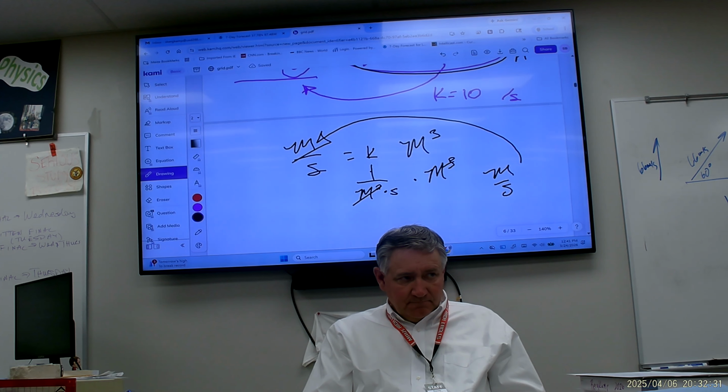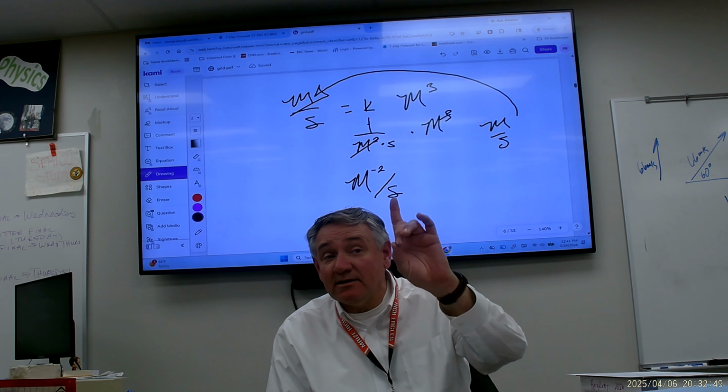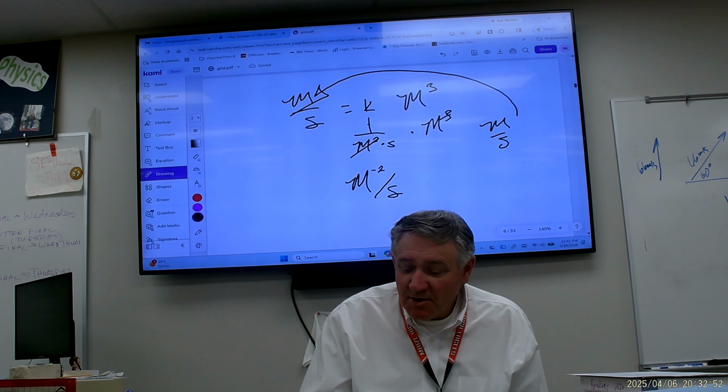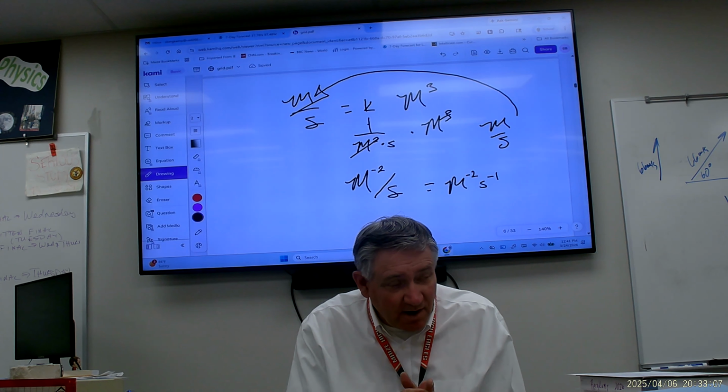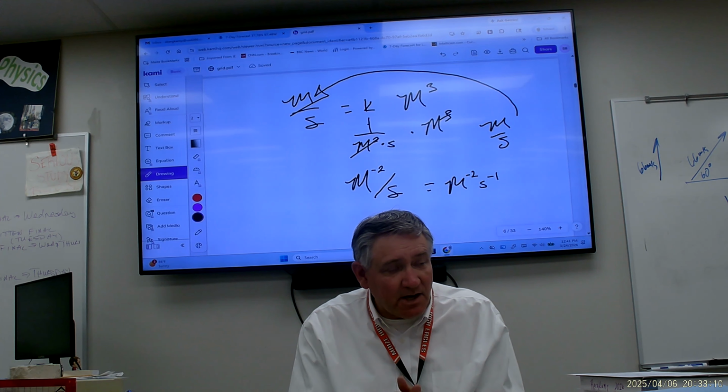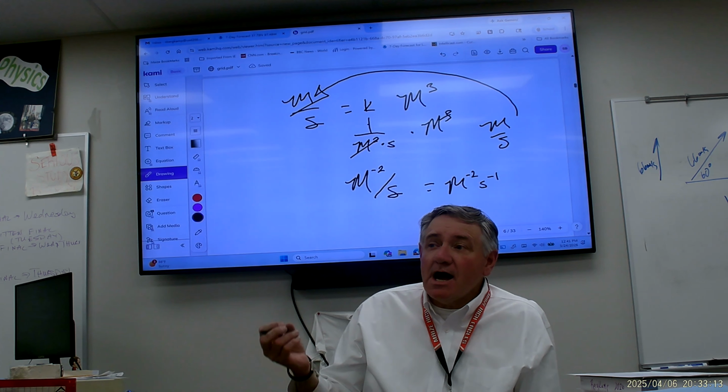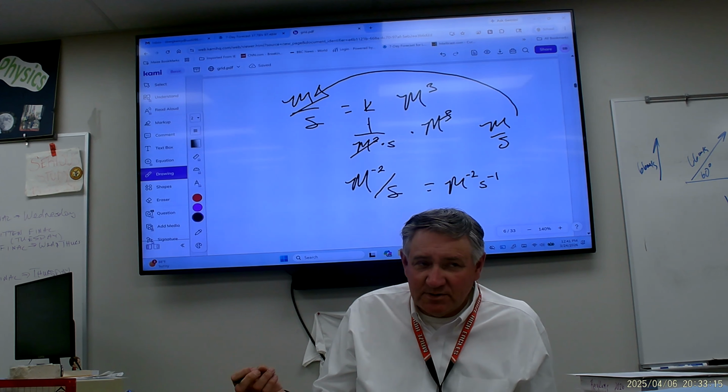You could have written it like this: molarity to the negative 2 over seconds. Okay? Could have done that. But wait, there's more. You could have written it as molarity to the negative 2, s to the negative 1. I don't care. What you cannot do is just say, oh, K is 10. This is not uppercase K, which has no units. Lowercase k has to have units.